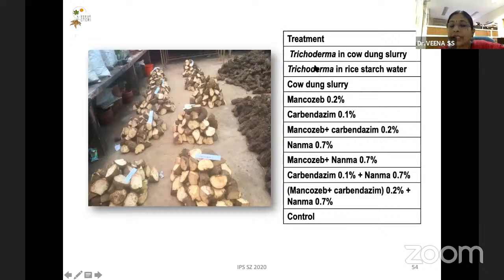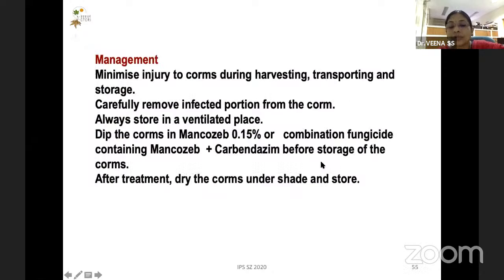We have a management strategy also. This is the organic one, like Trichoderma. Then there are chemicals. This is the biopesticide developed from cassava leaves from our institute, and the combination of all these things. Based on that, this is the recommendation: minimize injury to corms during harvesting, transporting, and storage. Carefully remove the infected portion from the corm. Always store in a ventilated place. Dip the corms in the combination fungicide we have given.